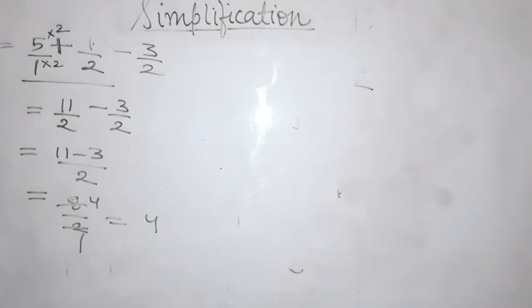Now your final answer is 8 upon 2. So you have to check whether it can be reduced. Yes, it can be reduced. So now 8 upon 2 will be 4, because 2 1s are 2, 2 4s are 8. So I hope you must have understood both the questions, question number 8, question number 9.